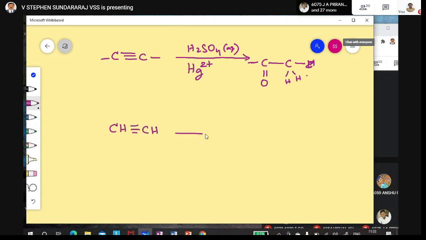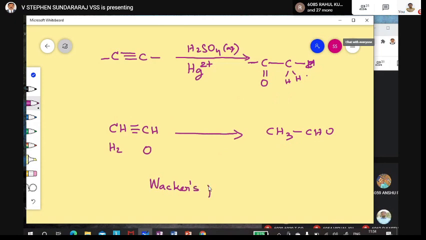Now you come to CH triple bond CH. And now what will be the product? One side I am writing CH3, because here hydrogen, here oxygen. That means CHO. You get the aldehyde. I think the name is not given in the textbook. It is Wacker's process. And don't forget, mercury 2+ is a catalyst in this for any alkyne.